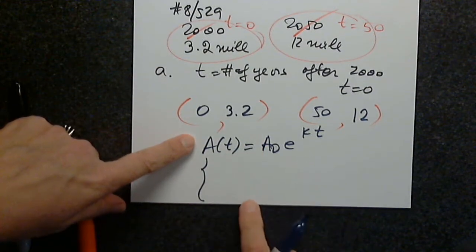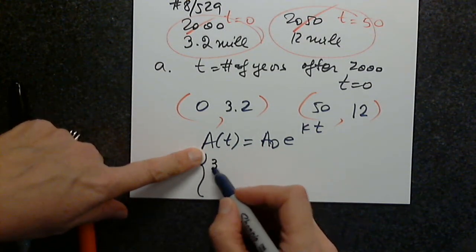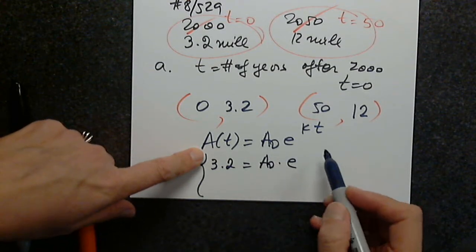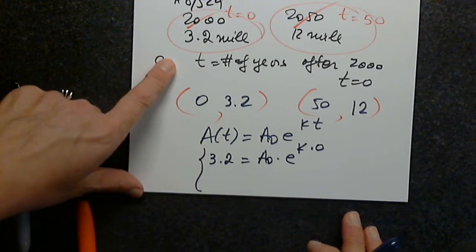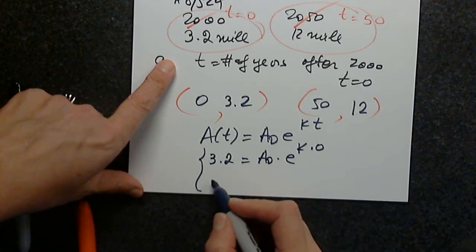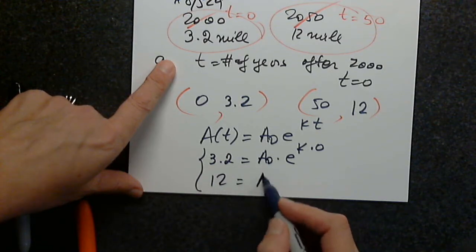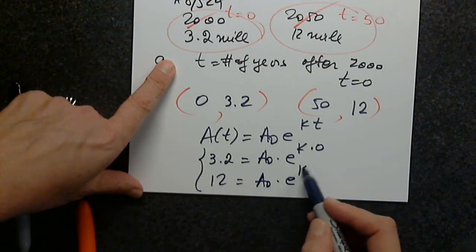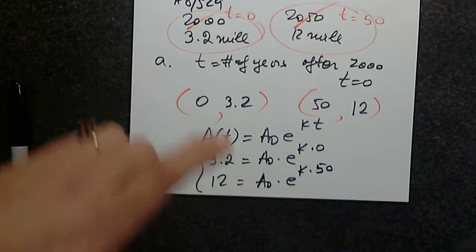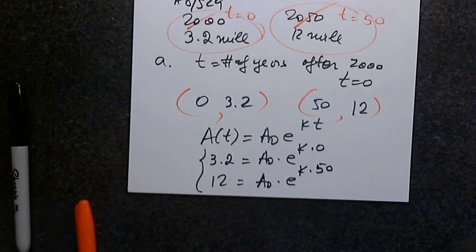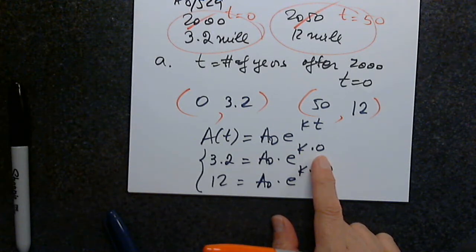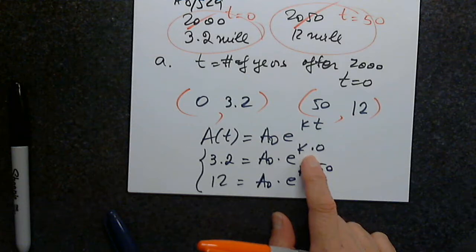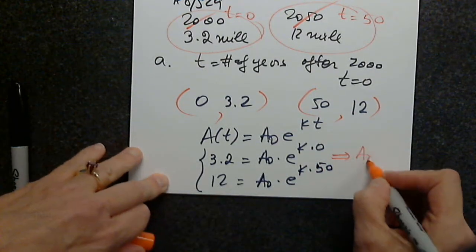First equation for the first point: 3.2 equals A0 times e to the k times 0. Excellent. In the same way, I would like to see the second equation: 12 equals A0 times e to the k times 50. Excellent. So now let's take it slowly and see what the first one is telling us and what the second one is telling us. Ready? Okay, how much is k times 0? 0. How much is e to 0? 1. Excellent. So from here, I already know that A0 is 3.2.